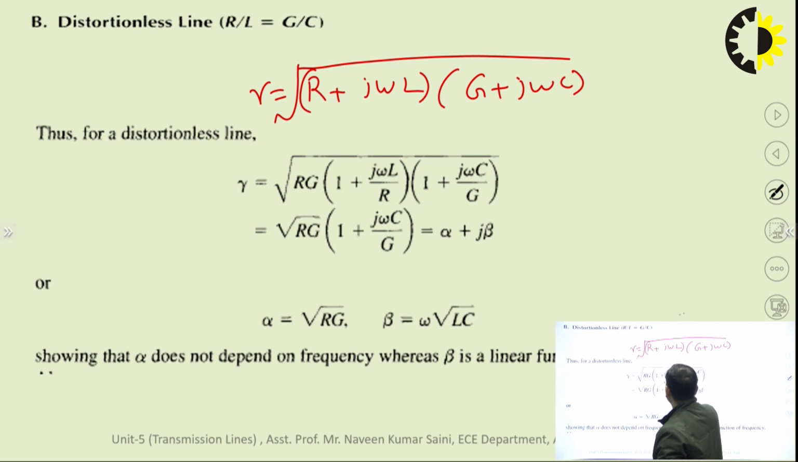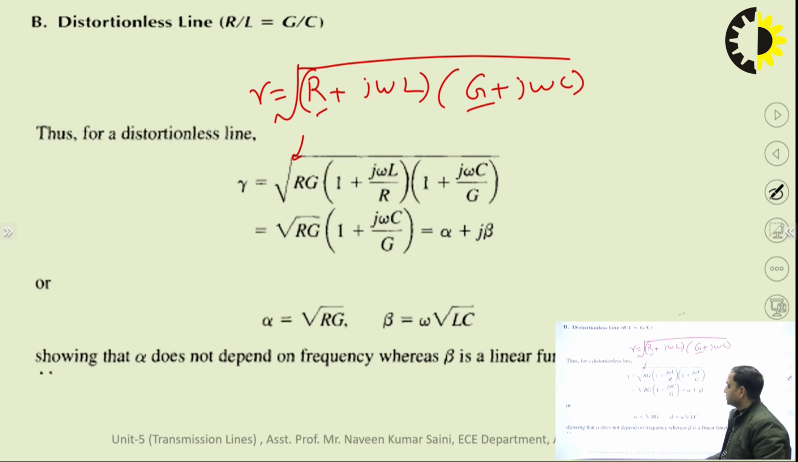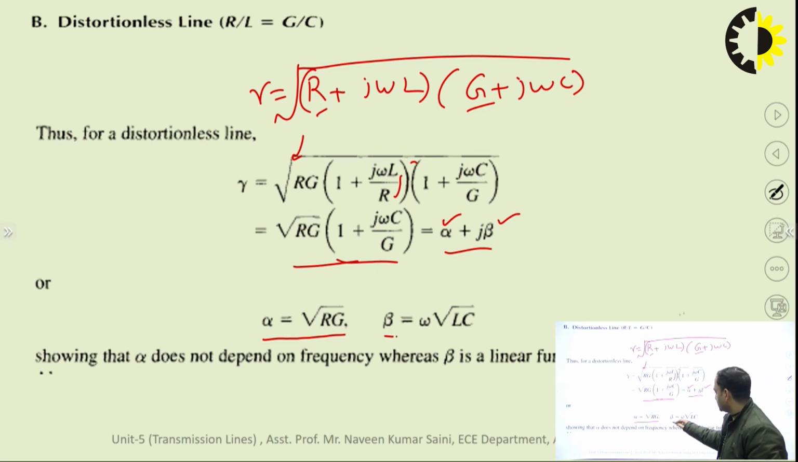So, we are taking the R and G outside, and this equation will become this one. When we apply R upon L equal to G upon C and solve, we can simply put R upon L equal to G upon C, so this will become a square, and we can take it outside. When we define this as alpha plus j beta and compare the real and imaginary parts, alpha is under root of RG, and beta is omega under root of LC.